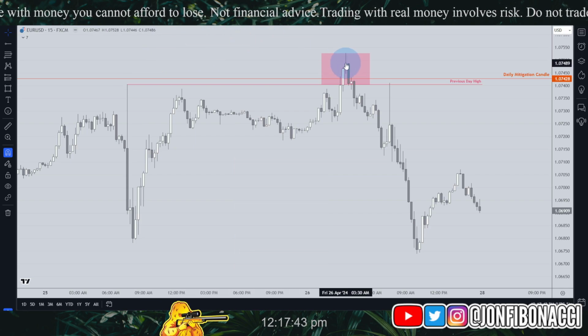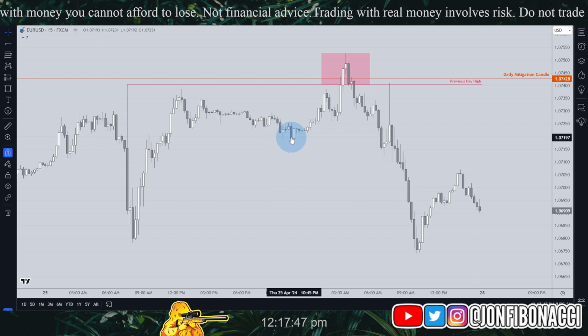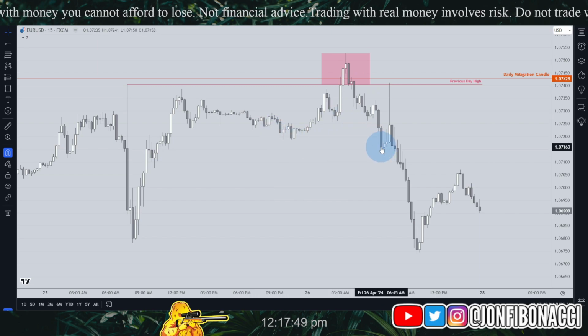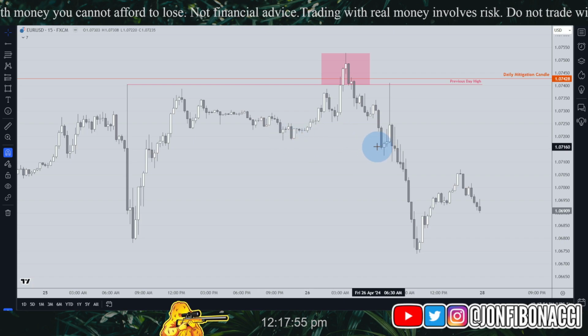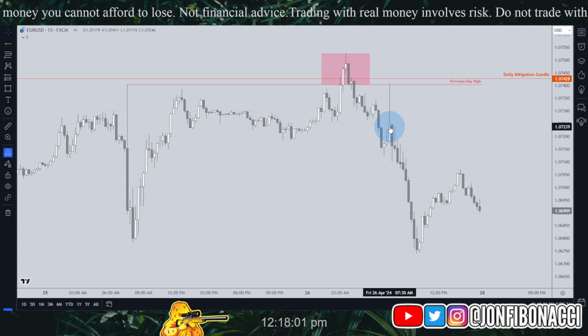That's important. The market slams down. We do see a break of structure, whether you're looking at this low or that low. We break below both of them. Now at 7:30 Central Time, so this would be 8:30 a.m. EST if you're looking at that.